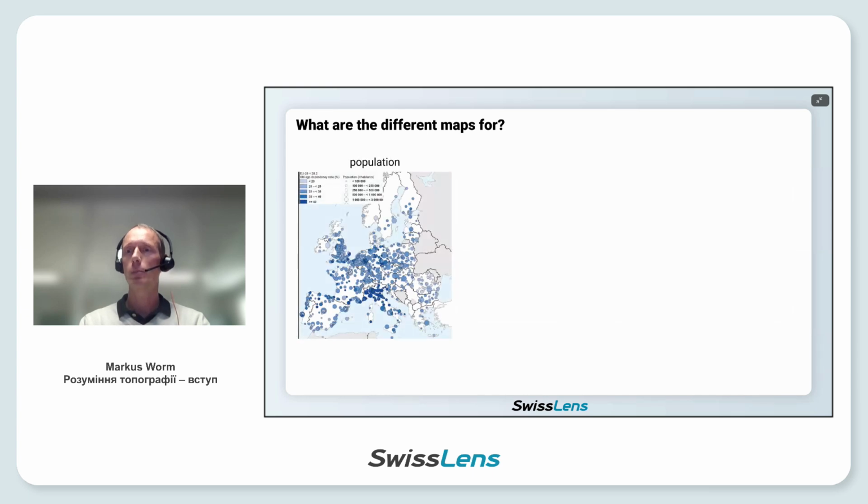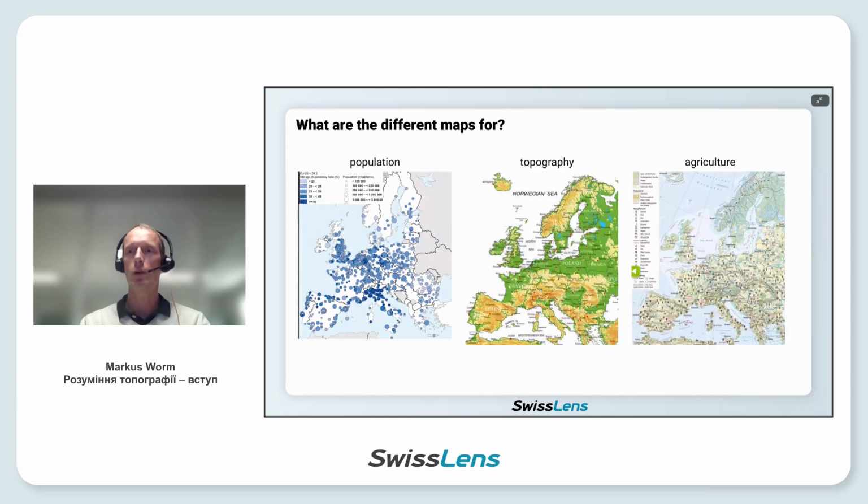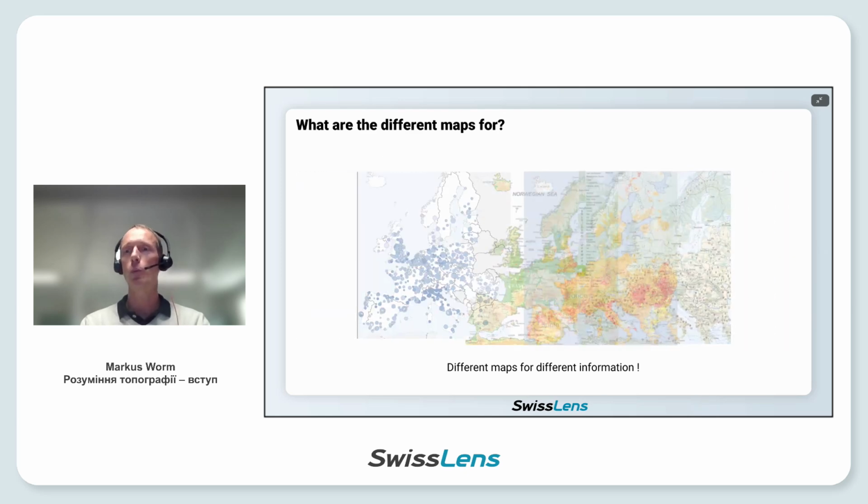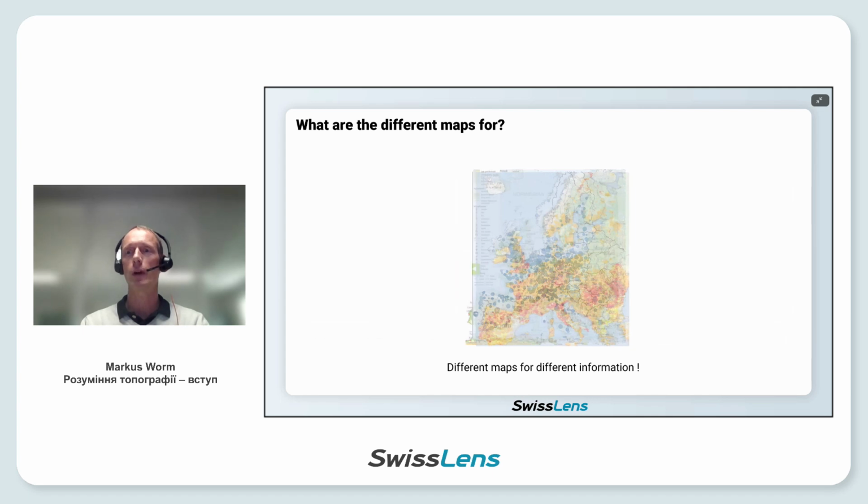And I like to compare it with maps you know quite well from geography in school, talking about countries and continents. There are also different maps like population, topography showing mountains and flatland, and agriculture products, even temperature maps, whatever you want. And putting all into one map will not work. You will not find any information. So that's why you need different maps. Each of them gives you another information.